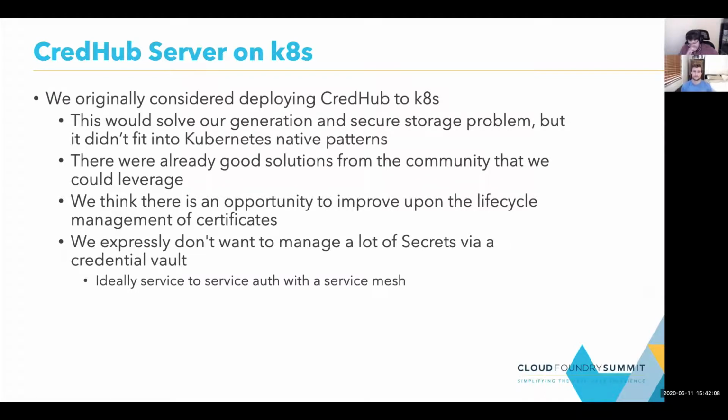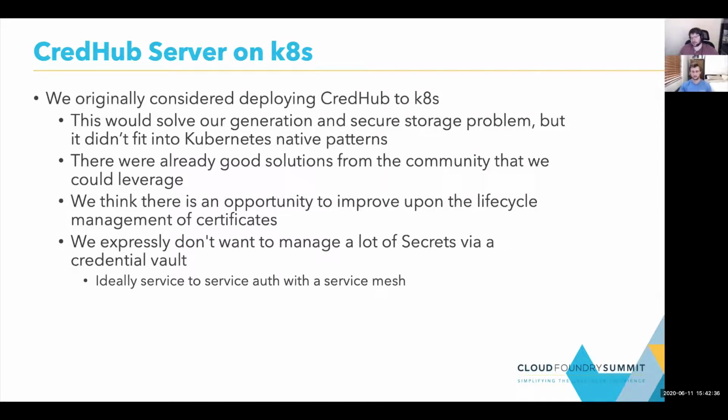Okay. So that brings us to a question that we've been getting asked a lot lately, which is what is CredHub going to look like on Kubernetes, or when can I expect CredHub on Kubernetes? So we originally considered deploying CredHub to Kubernetes, and we figured, great, this will solve our generation and secure storage problems, but it didn't really fit into those Kubernetes native patterns that we really wanted to be aligned to.